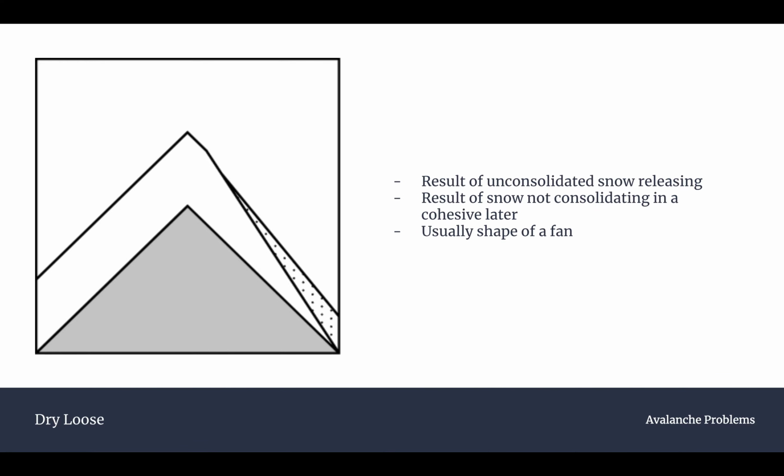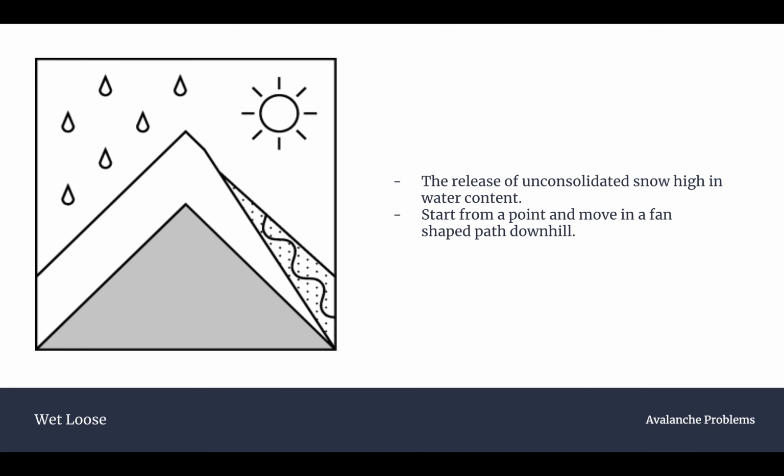These avalanches tend to be small, still risky. They can still hurt you and even fully bury you, but generally speaking, in the broader sense of avalanches, these are relatively small avalanches. The next type of avalanche is a wet loose slide.